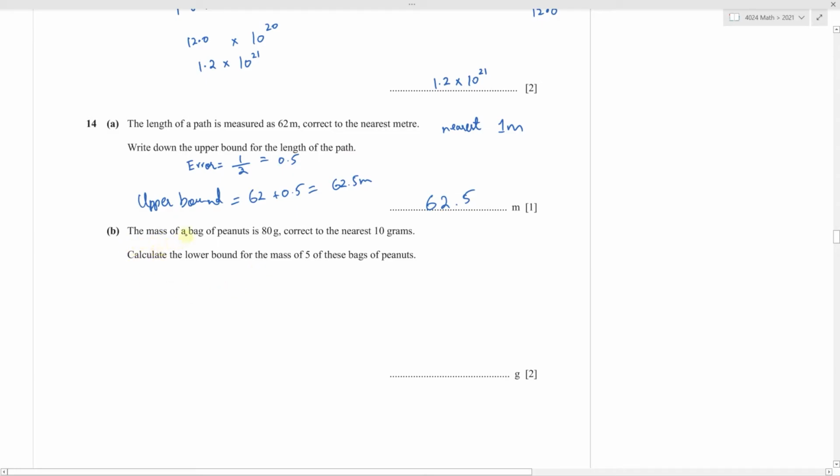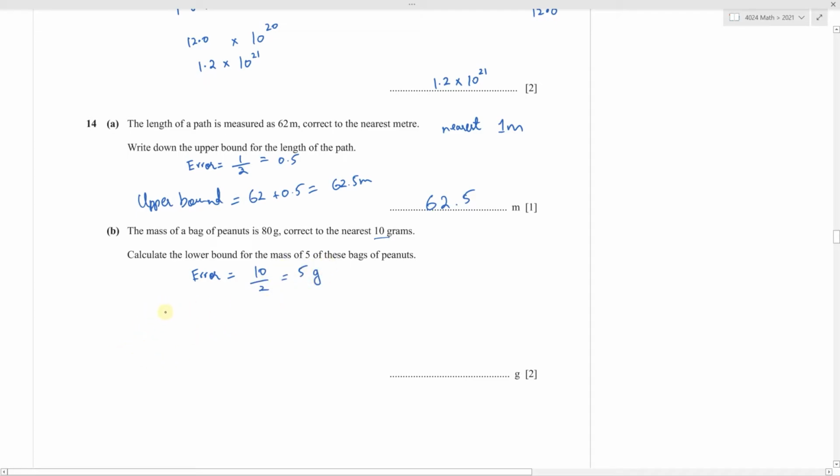Part B: the mass of a bag of peanuts is 80 grams, correct to the nearest 10 grams. Calculate the lower bound for the mass of 5 of these bags of peanuts. So first again we need to calculate the error in the measurement. This is correct to the nearest 10 grams, so 10 divided by 2 is 5 grams is the error.